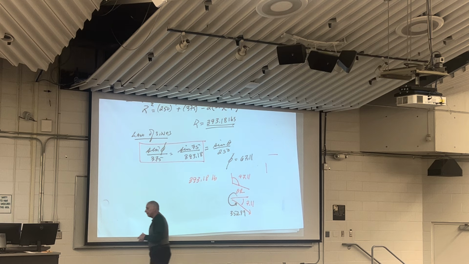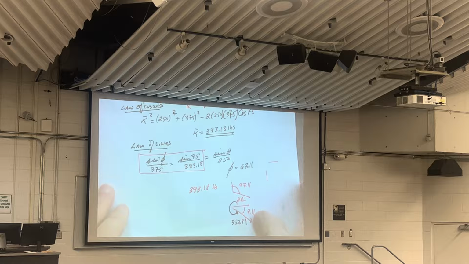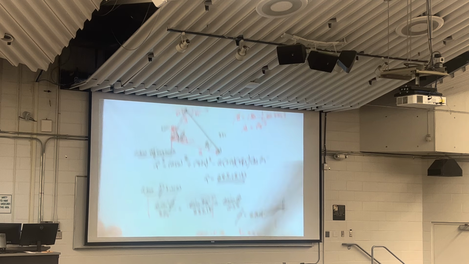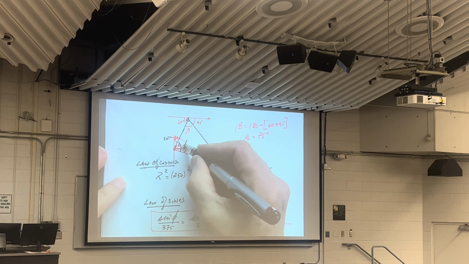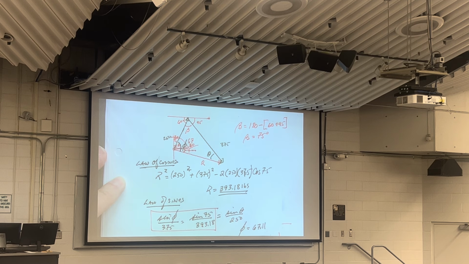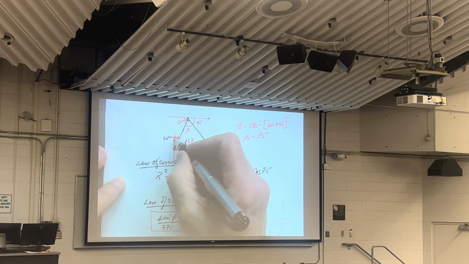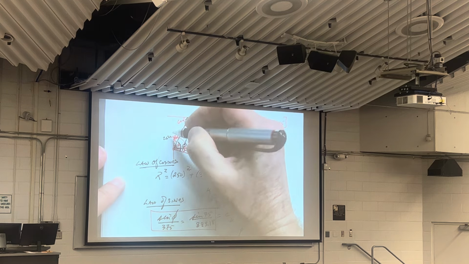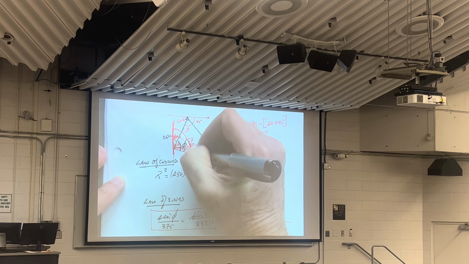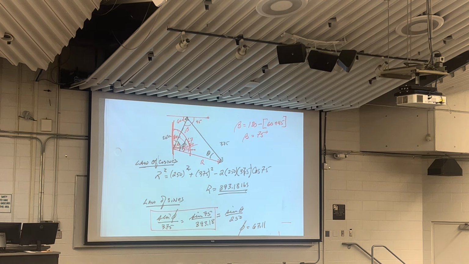Now, that is by no means the easiest way to solve the problem. Professor, can you show me how you got 97 again? Well, this was 67 plus the 30. 67 plus the 30 gives me the 97 from the vertical. So from here down, that's the 67 plus the 30.